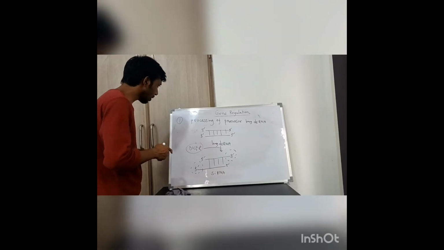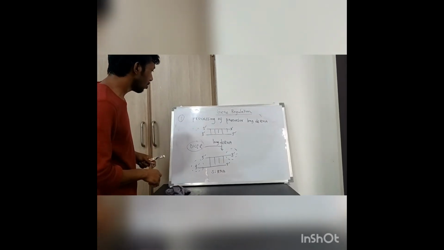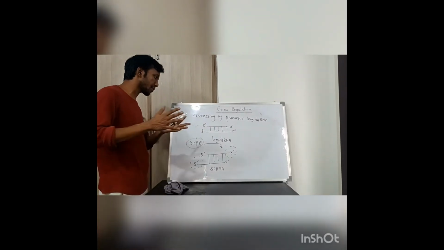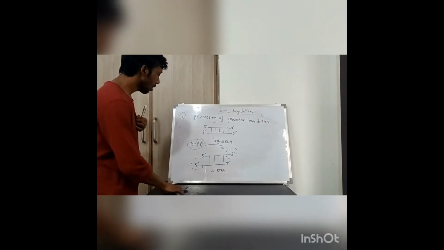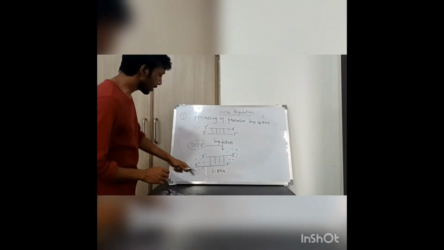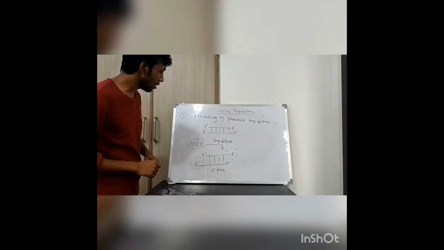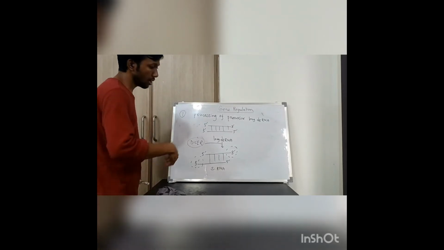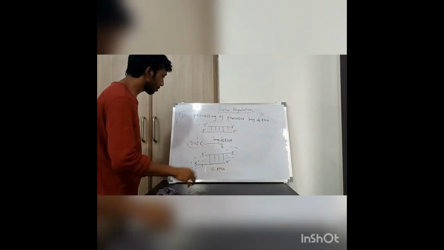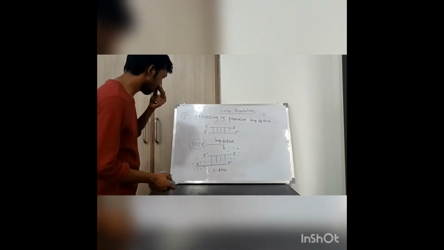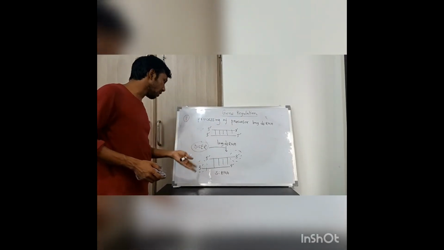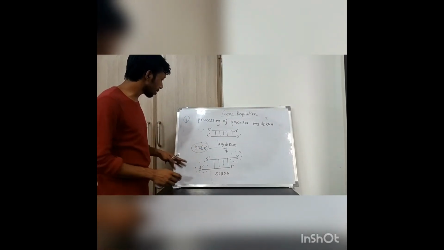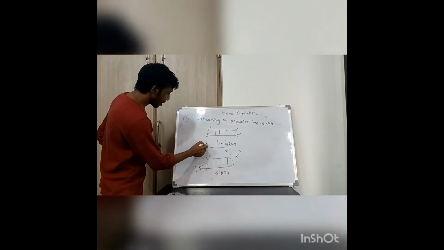Now after the formation through the processing of long double-stranded RNA, this siRNA will be bound by RNA binding protein. Let's see this through the next diagram. Before going to the next diagram, we will have to discuss some features about Dicer.